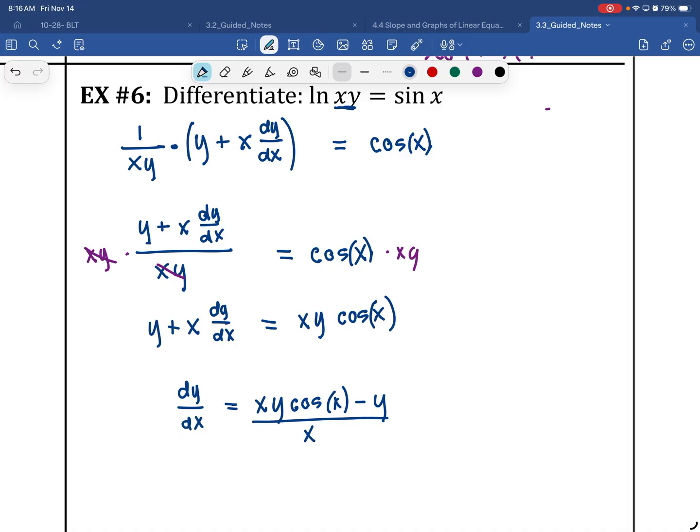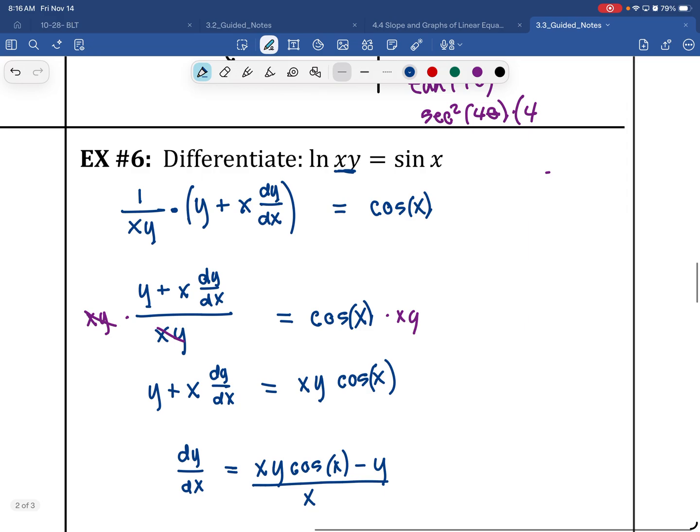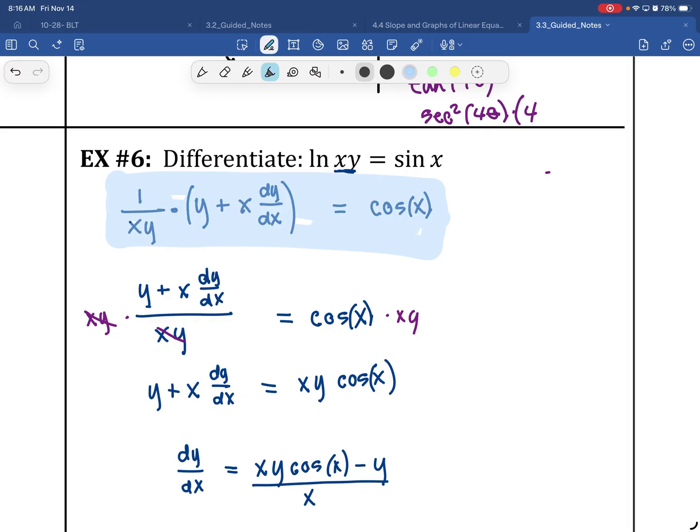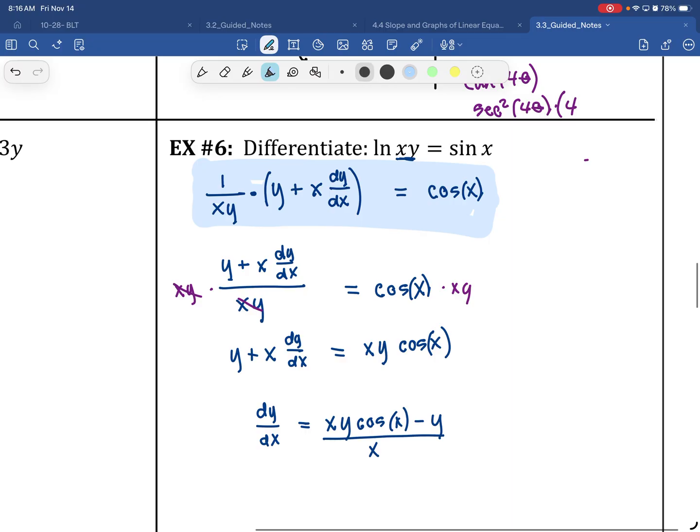Good? No good. My question, what I worry about, is can you get that step? Like, that is implicit differentiation. It's the basis of what we do in calculus. So can you get that step? After that, it's all algebra.